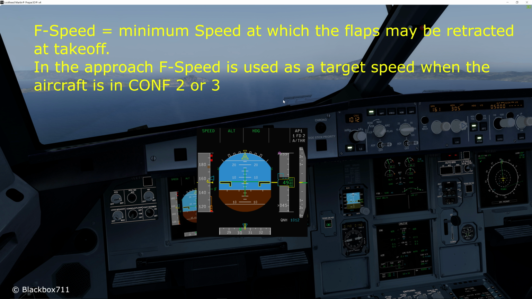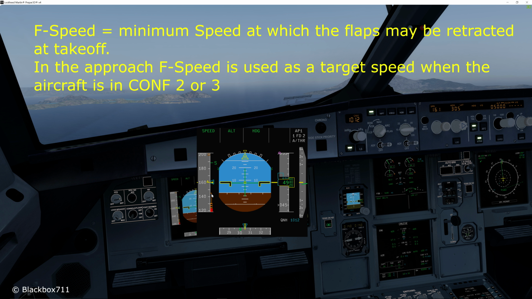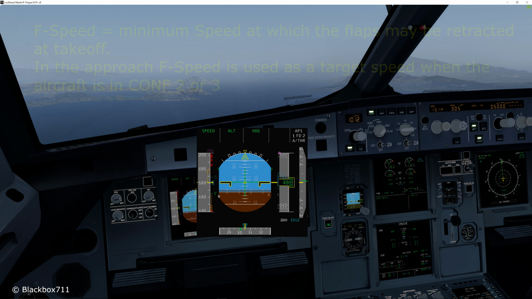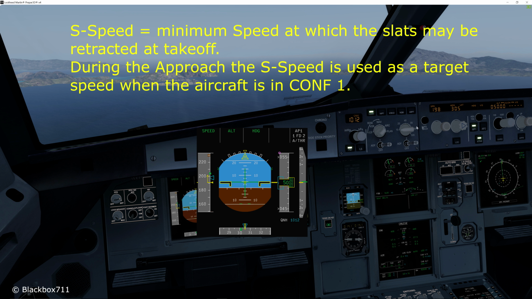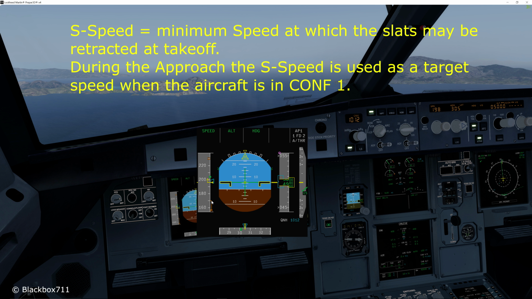And why not 0? Well, because for the config to go to 0, it would mean that you are retracting the slats as well. And for slat retraction, you have another characteristic speed indication called the S speed. The S speed is the minimum speed at which the slats may be retracted at takeoff or during the approach. The S speed is used as a target speed when the aircraft is in config 1.